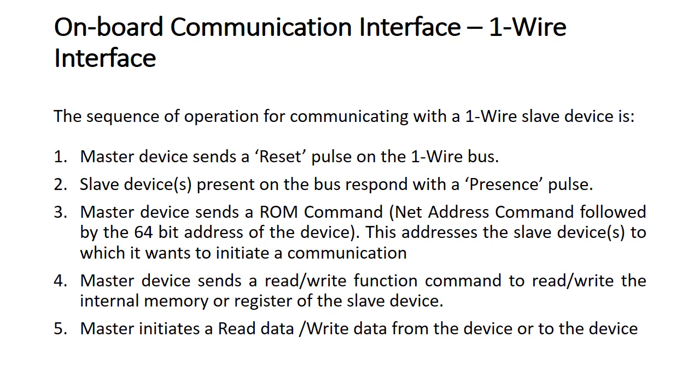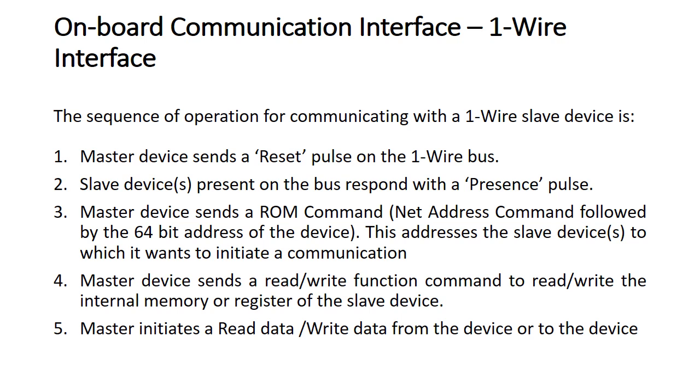Now we will see how the communication takes place in the one-wire interface. The sequence of operations for communicating with the one-wire slave device: First, the master device sends a reset pulse on the one-wire bus. Slave devices present on the bus respond with the presence pulse using the same one-wire bus. The master device sends a ROM command, that is, a net address command, followed by the 64-bit address of the device. This addresses the slave device with which it wants to initiate communication.